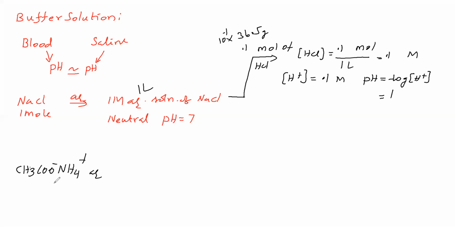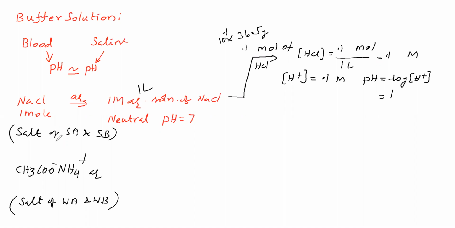Ammonium acetate means this salt is from a weak acid and a weak base. Okay, this salt is a salt of a weak acid and a weak base. But in this case, we have taken a salt of a strong acid and a strong base. So the aqueous solution of a salt of a strong acid and a strong base is not a buffer solution, that we concluded. Now we have taken exactly the opposite of this. What does that mean? A salt of a weak acid and a weak base.